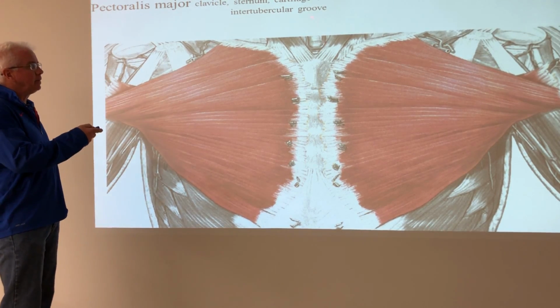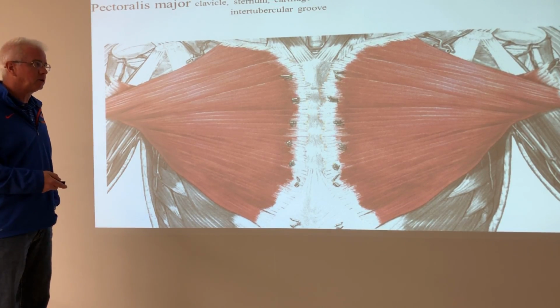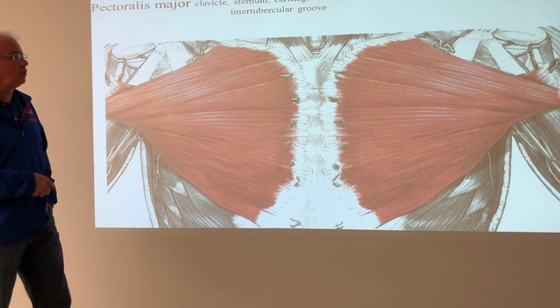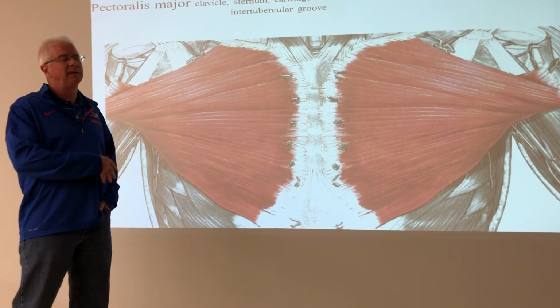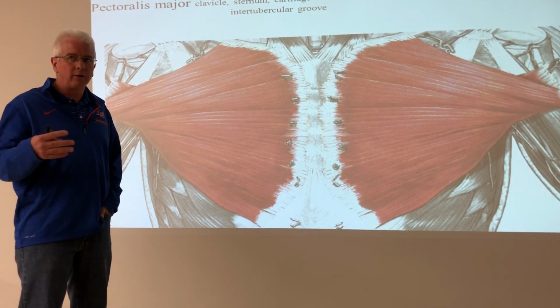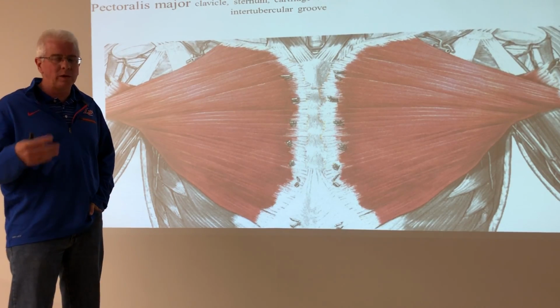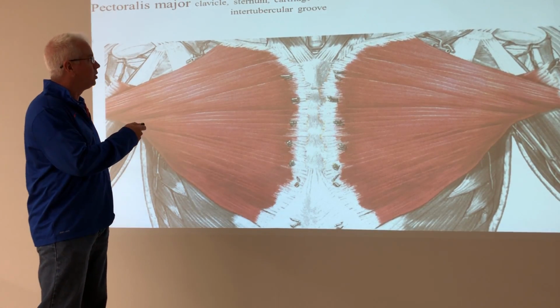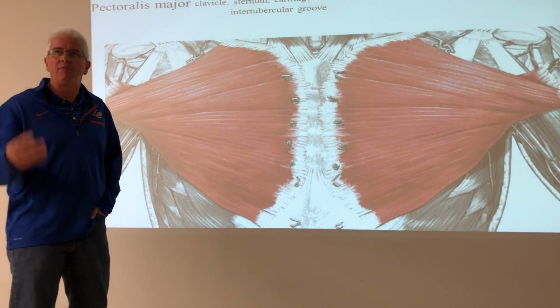Now, the attachment of the pec major is into the intertubercular groove. Some textbooks will call it the floor of the intertubercular groove. Some textbooks will say it attaches to the lateral margin of the bicipital groove. So there's all kinds of ways to say this. So I've worded it as simple as I can. It's at the intertubercular groove.